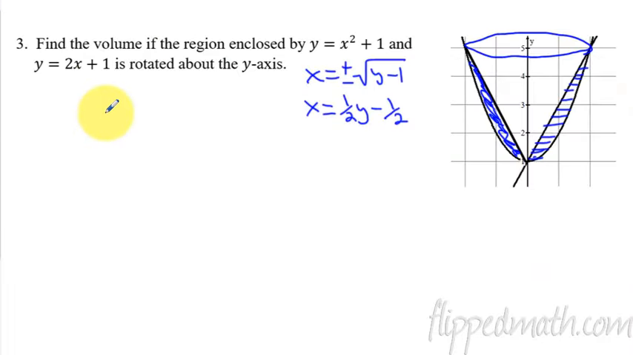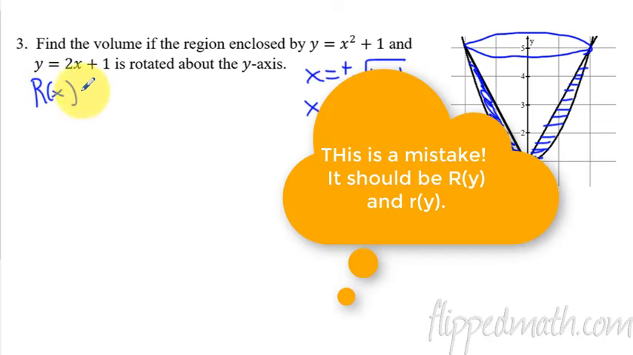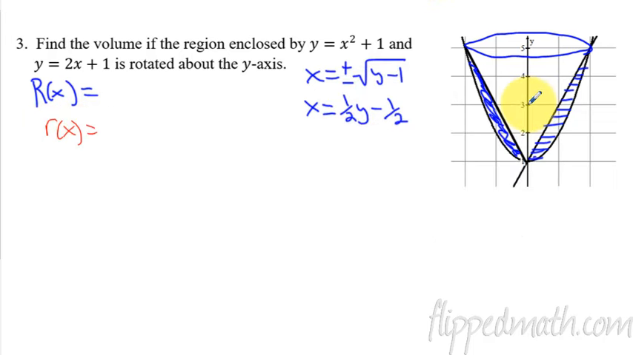And what are we going to set up? So we want the large radius first, the capital R of x. What is that going to equal? And then we want the little r of x. What is that going to equal? So my capital R of x is from where I'm revolving to the outside edge. That is my R of x, my capital R, I should say. So that is straight to this curved parabola. This is the curved parabola.